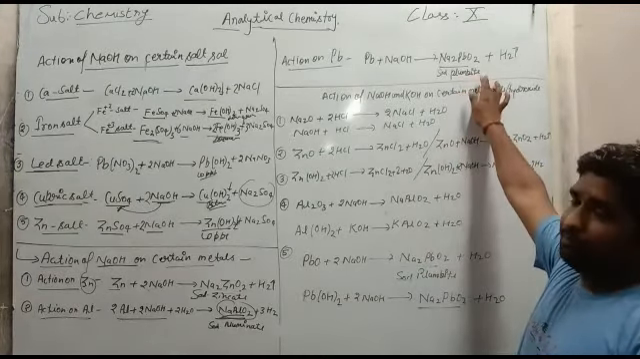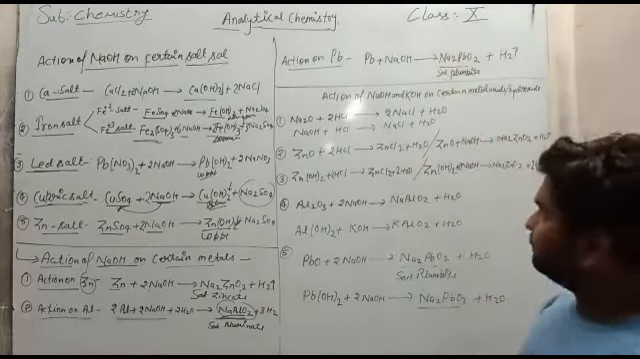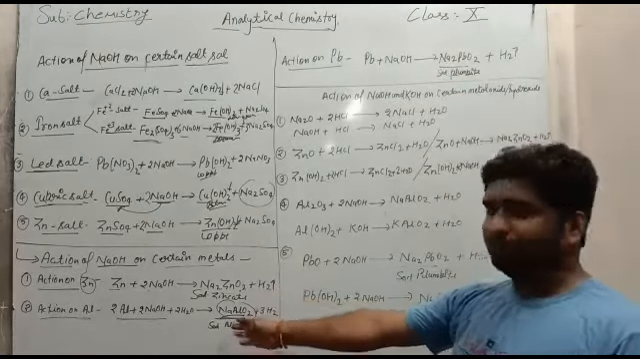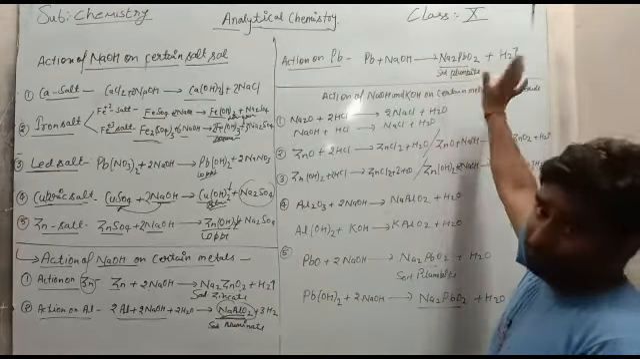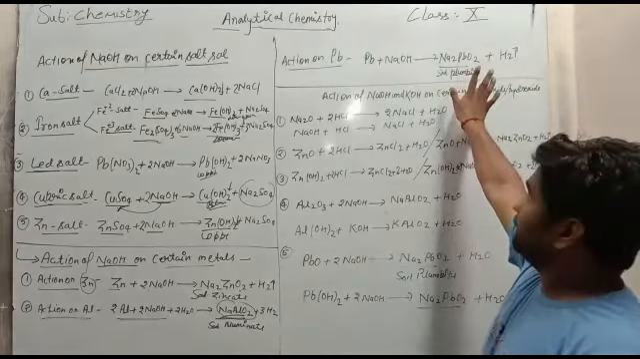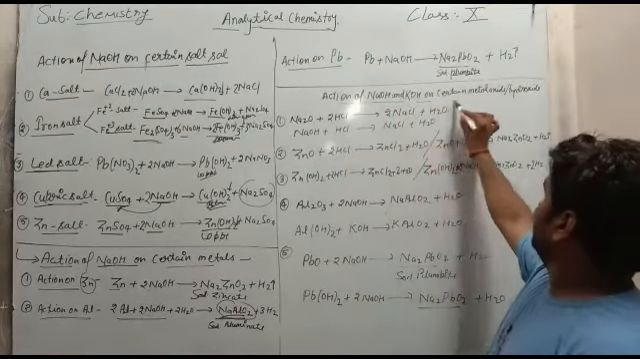Okay, now next, action of lead. When lead metal reacts with NaOH, sodium hydroxide, then sodium plumbite will be formed. What is the name of this compound? Sodium plumbite, Na2PbO2. Like this, Na2ZnO2, NaAlO2, and Na2PbO2. The name is sodium plumbite.